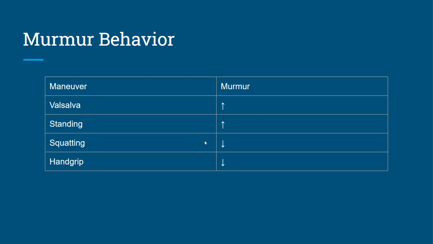And handgrip increases afterload, which slows ejection velocity and which reduces the Venturi effect, which I mentioned was the fast moving blood, which pulls the mitral valve anteriorly toward the septum. And so the less systolic anterior motion of the mitral valve, the softer the murmur.